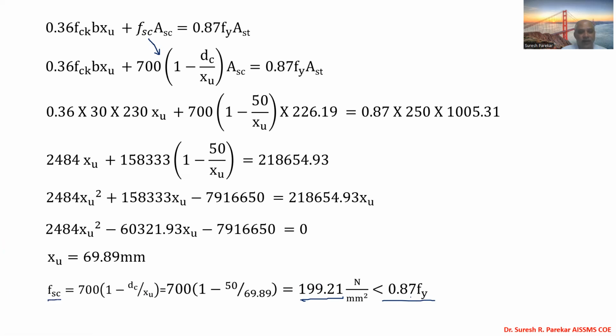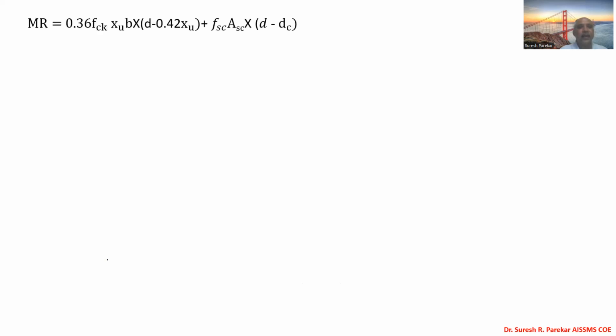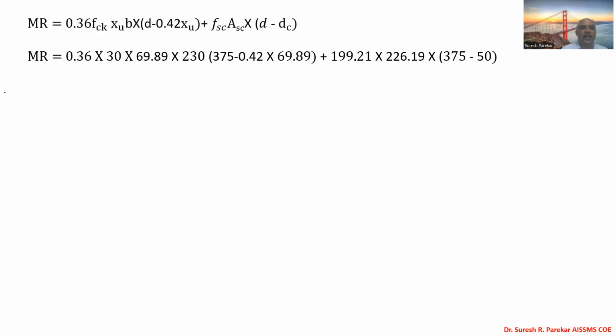Now knowing the value of Fsc, the remaining step MR is in the same fashion, and we will get the value of MR by substituting the value of Fsc. Here we have just simplified it. We have multiplied 700 into 226.19, and then we separate this out. Xu we have multiplied with this, and then we will get 158,333 into 50. Likewise, when we simplify, we will have the Xu value this way. And from this, again in the same fashion, as I have mentioned.